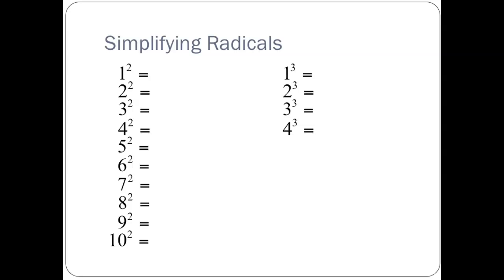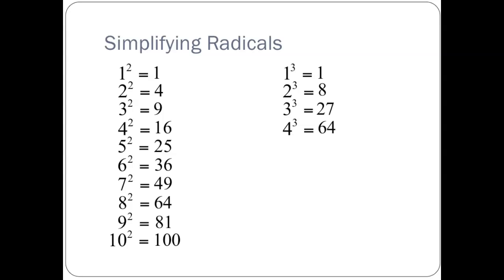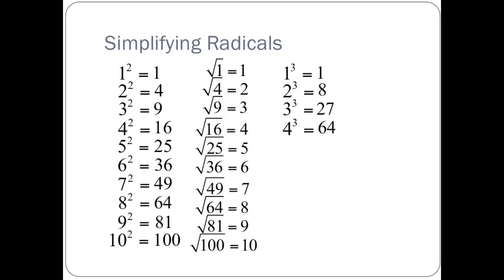So for example, 1 squared is equal to 1, 2 squared is 4, 3 squared is 9, and so on, and then over here on the right we have 1 cubed is 1, 2 to the third is 8, 3 to the third is 27. If you were to write this as the opposite operation in radical form, this would be the square root of 1 is 1, the square root of 4 is 2, the square root of 9 is 3, and so on. When you get to the cubes, then you can write these as cube roots instead of square roots. So this would be the cube root of 1 is 1, the cube root of 8 is 2, the cube root of 27 is 3, and so on.